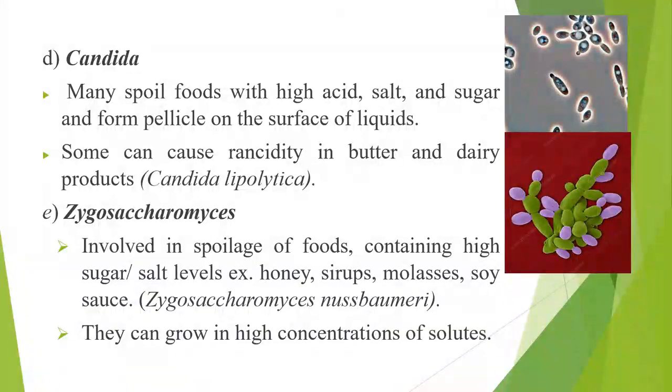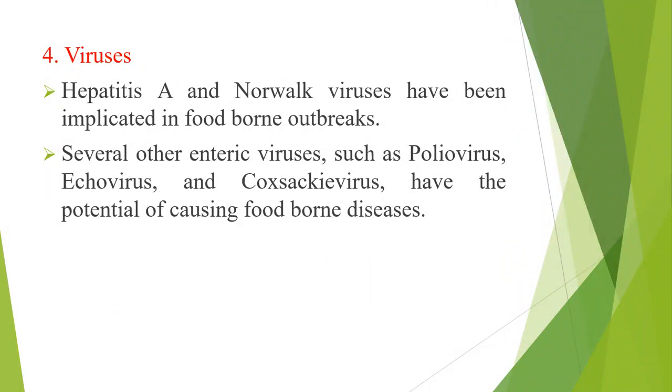And the next one is the Saccharomyces, which are involved in the spoilage of food containing high sugar level, high salt level, etc. They can survive. We know that usually honey is used as a preserving liquid for the preservation of fruits, vegetables, etc. And some species of Saccharomyces can even survive in such solutions, and they can grow in high concentrations of the solute.